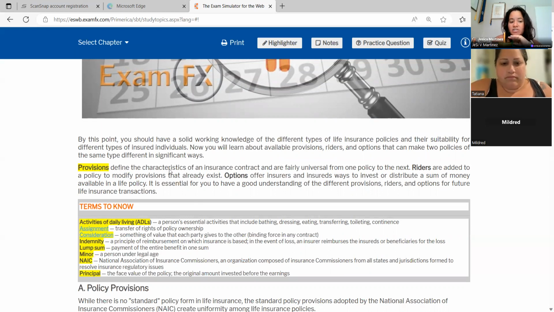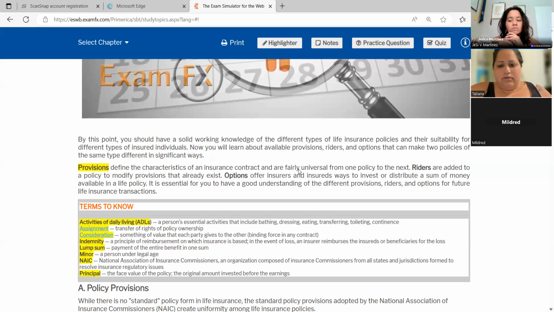So to say here, provisions define the characteristics of an insurance contract. So that's basically what the contract is: how much you're paying, for how long, and what's the benefit of it. Those will be the provisions of the contract. Riders is if you add anything to it. In my case, I have child riders, right? So if you have an accidental rider, anything like that, that'll be an add-on on the policy. An option, by definition, just offers how you want to see the cash. Those types of options, we'll see them only in what type of policy.